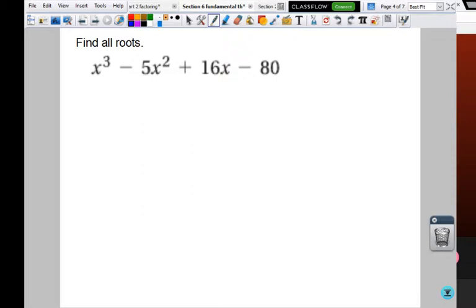Alright, so x to the third minus 5x squared plus 16x minus 80. Alright, let's take a look. I swear it crosses on a different axis. Doesn't matter. All I care about is x. Alright, how many times does this line cross the x-axis? Once.